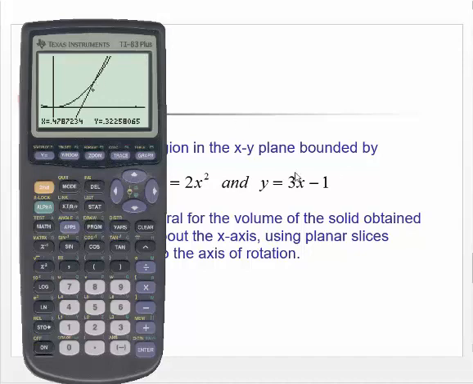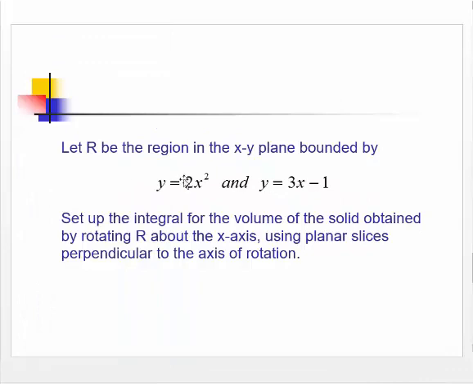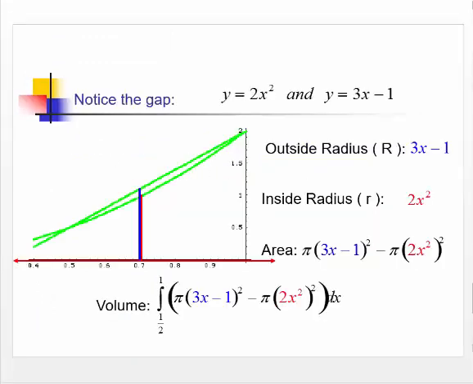And you can see here that the linear line, just by looking at it, is going to be on top of the parabola, the quadratic. So going back, this guy is my outer radius, and this is my inner radius. When you set this up, the outer radius is the line, the inner radius is the quadratic. You can see it right here.